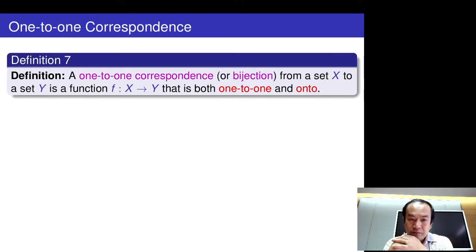Now, there is another function that is called one-to-one correspondence. One-to-one correspondence is basically a function that has the properties of both one-to-one and onto. So basically, any function that is both one-to-one and onto will be called one-to-one correspondence, or sometimes they call it bijection. Okay.